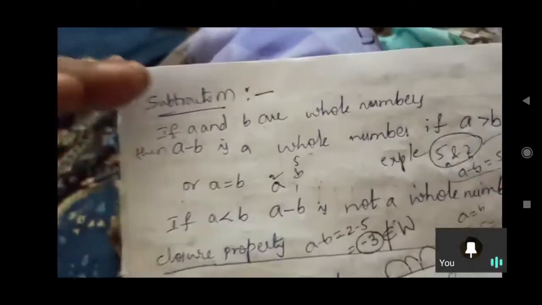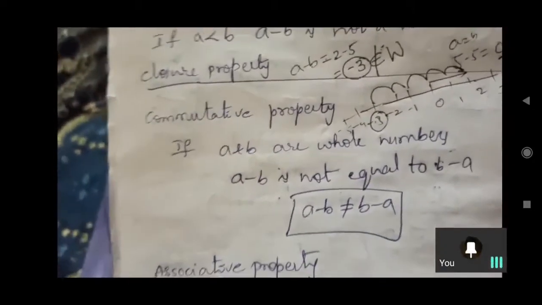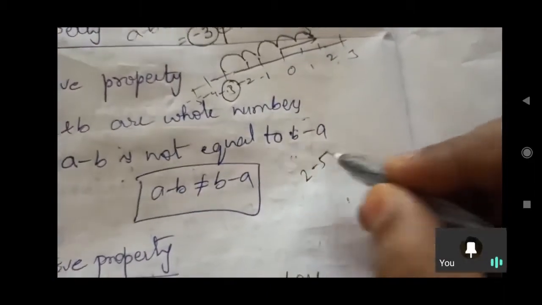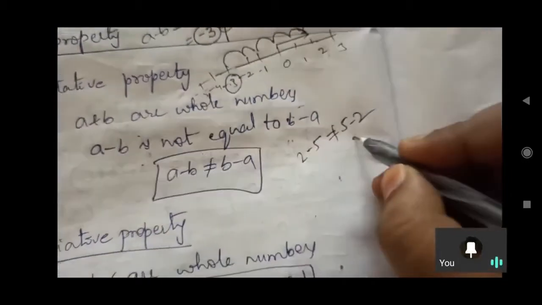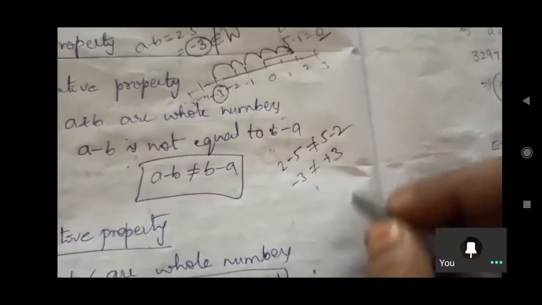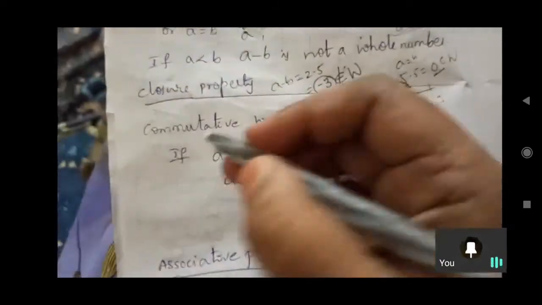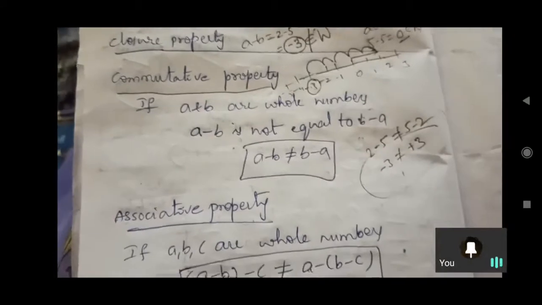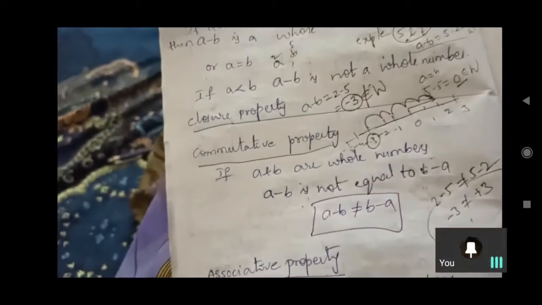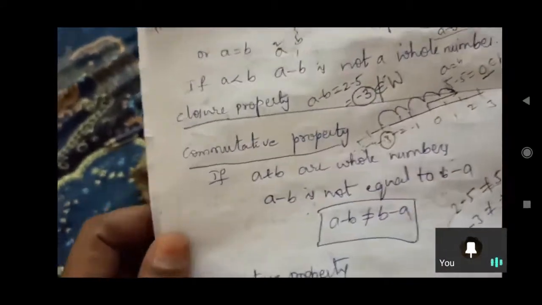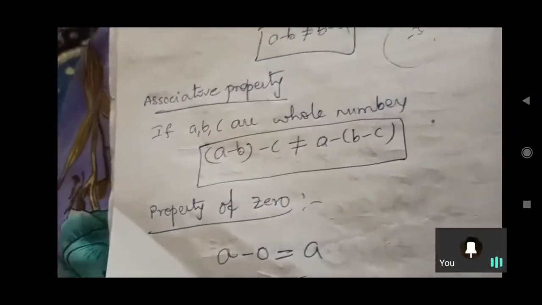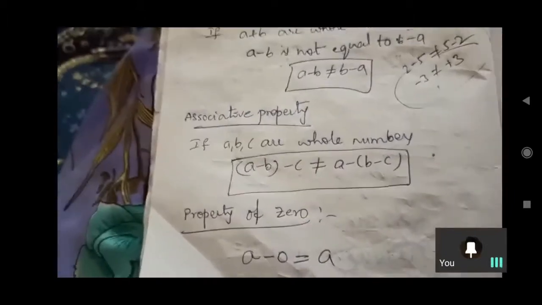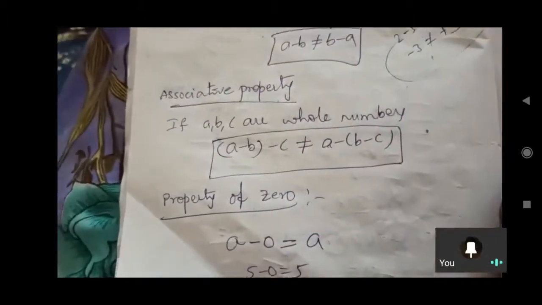Okay, that is subtraction. Next one is the commutative property. See, considering 2 only, 2 minus 5 is not equal to 5 minus 2. Here plus 3 will come, here minus 3 will come. So in this manner, the commutative property is not satisfied by whole numbers on the operation subtraction. And the next one is the associative property. This is also not satisfied by subtraction on whole numbers.